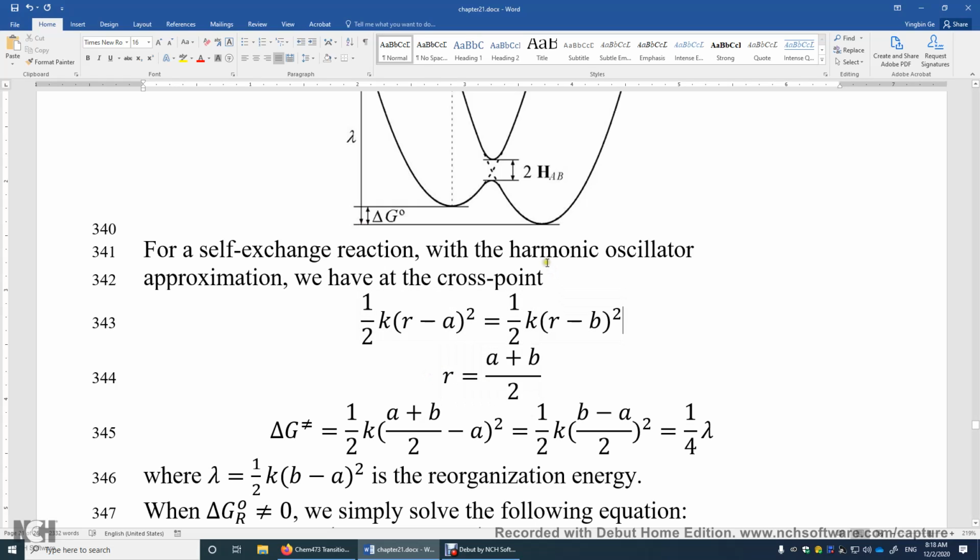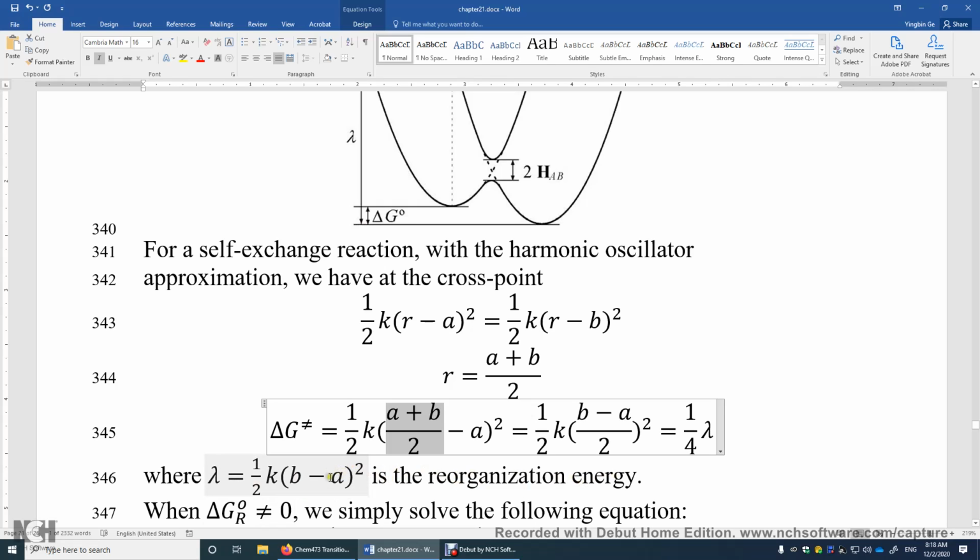And then again, we're going to use the harmonic oscillator approximation. We're going to calculate the barrier. So this is in the middle, and this is the equilibrium. So we have the transition state structure with this distance minus A. That's the displacement. And remember Hooke's law, half k times displacement squared. And then you get this equation. And this equation is equivalent to 1/4 of lambda, because lambda is half k times (b minus a) squared. This is the reorganization energy.